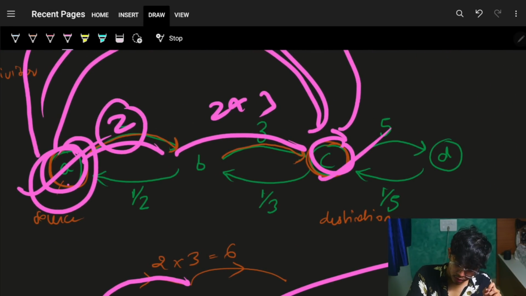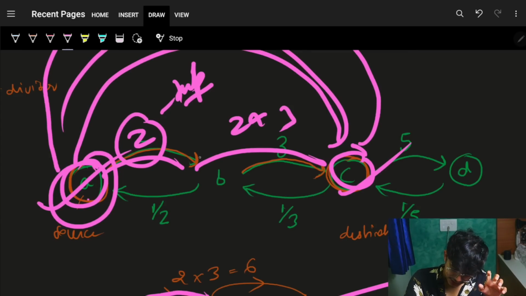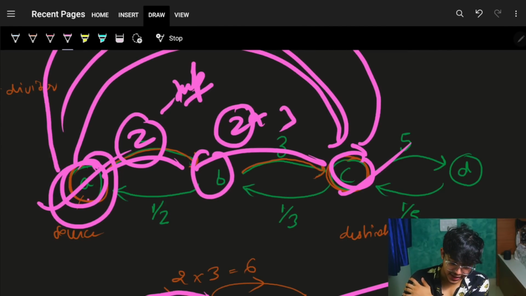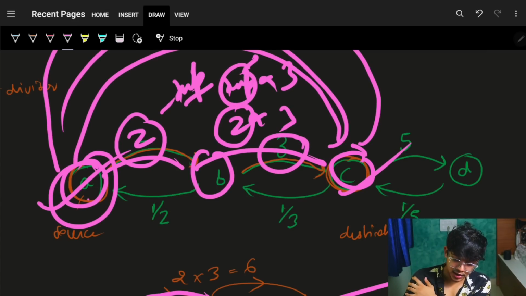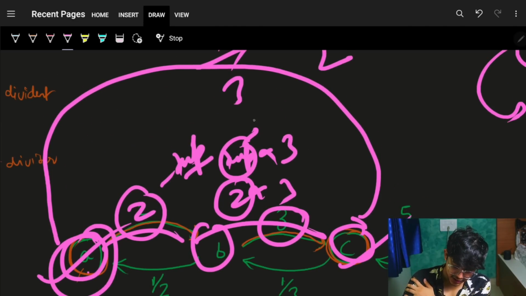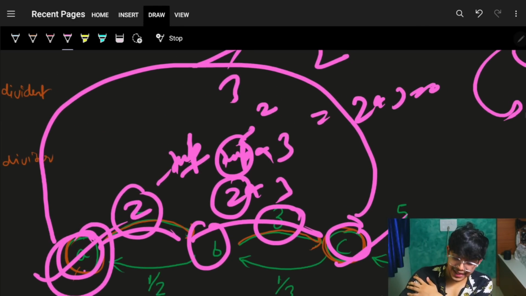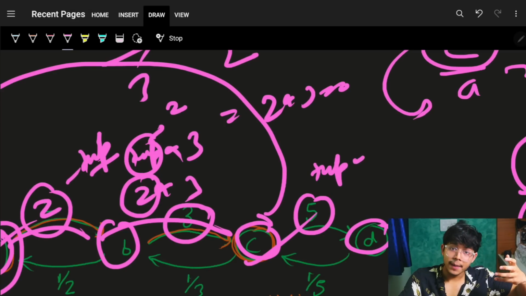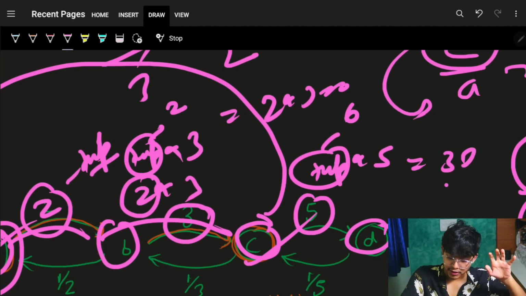A to B is 2. Then I will just store this 2 in my temporary answer. Then if I go from this node to the next node, I just multiply the temporary by the next edge value, which is 3. It was earlier 2, so 2 into 3 is 6. Now, let's say if you had to go to D, then you would multiply your temporary with 5. It was 6 already, so 6 times 5 is 30.